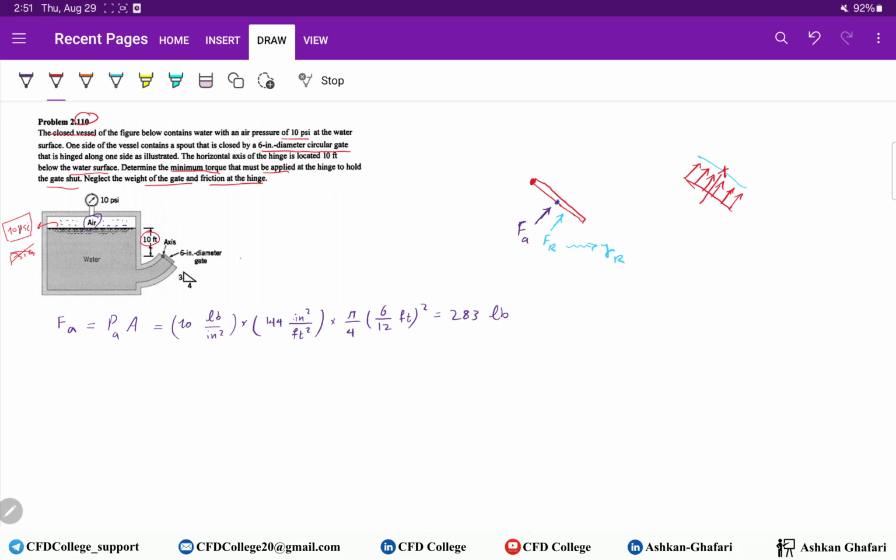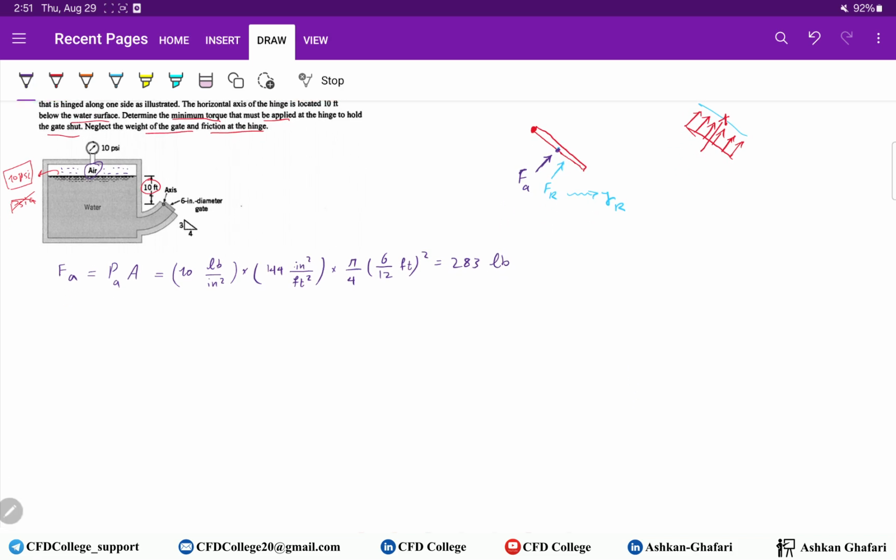Okay, this was the easiest part. Let's find this force and the acting point. It's easy to find the magnitude. Fr, the formula, is gamma hc area. Okay, now we have to find hc.